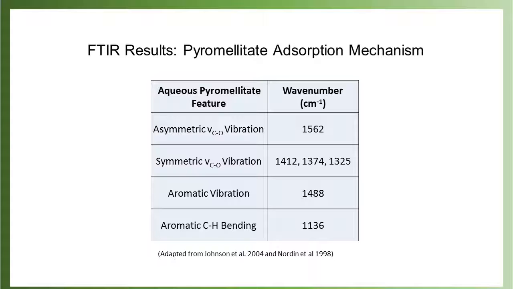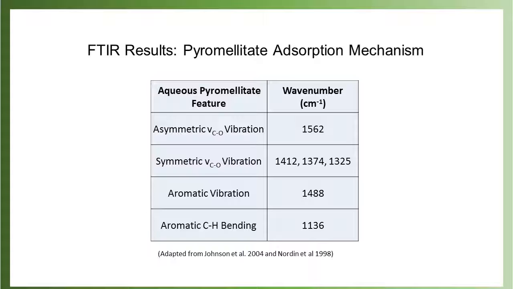So with pyromellitate, what we're looking for, in FTIR, for those of you who don't know FTIR, you're looking for these fingerprints of vibrations based on functional groups that are on these molecules. For pyromellitate in solution, not adsorbed to a metal surface, we would expect an asymmetric CO vibration around 1560, a series of symmetric CO vibrations in the 1325 to 1412 range, another aromatic vibration around 1490, and then a lower vibration that is attributed to aromatic CH bending.